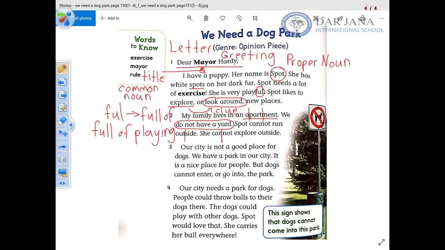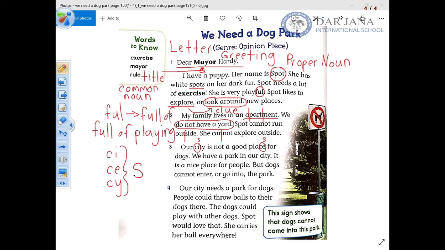Let's look at paragraph 3. Our city is not a good place. Now look here, we have city, which has CI. Our city is not a good place for dogs. Here we have CE. Now when we have CI, CE, or CY, these ones here make the S sound. Okay? It gives you the S sound.